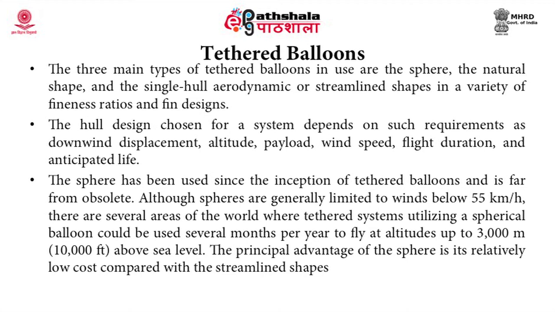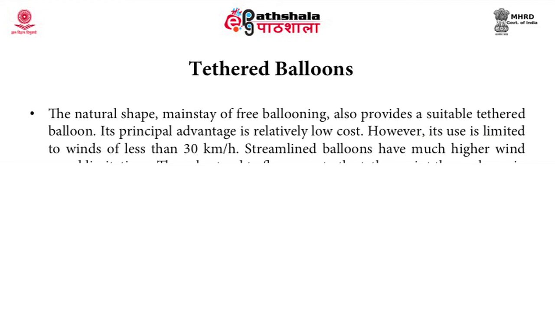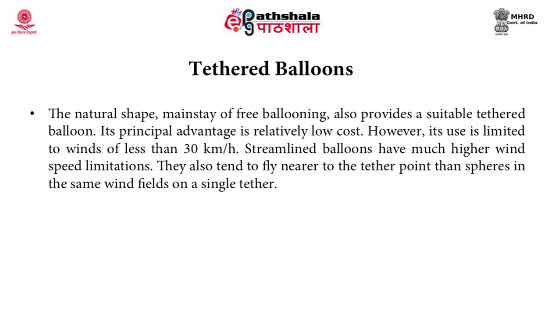The natural shape, mainstay of free ballooning, also provides a suitable tethered balloon. Its principal advantage is relatively low cost. However, its use is limited to winds of less than 30 km per hour, as mentioned earlier. Streamlined balloons have much higher wind speed limitations. They also tend to fly nearer to the tether point than spheres in the same wind fields on a single tether.